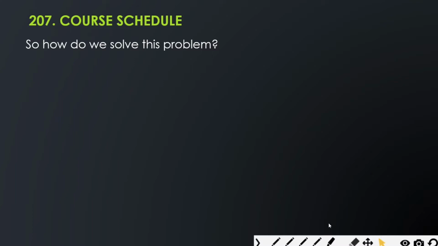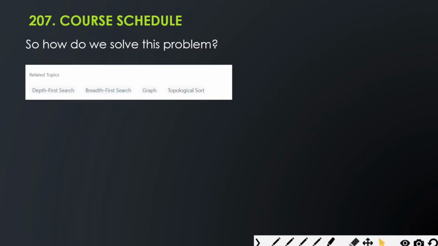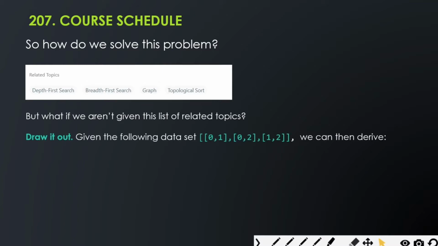So how do we solve this problem? Well, the Leetcode description in the related topics section sort of gives us an idea of what we need to use to go about handling this sort of problem. But what if we weren't given this list of related topics? What do we do then? Well, my approach is always to draw it out.